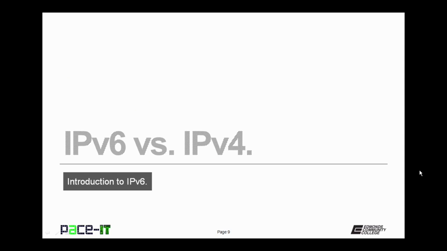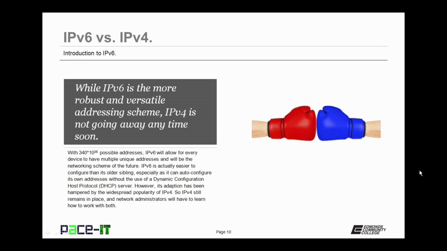Now let's move on to some differences between IPv6 and IPv4. While IPv6 is the more robust and versatile addressing scheme, IPv4 is not going anywhere soon. With its 340 undecillion possible addresses, IPv6 will allow for every device to have multiple unique addresses, and it will be the networking scheme of the future. IPv6 is actually easier to configure than its older sibling, IPv4, especially since it can auto-configure its own addresses without the use of DHCP. However, its adoption has been hampered by the widespread popularity of IPv4. IPv4 is well understood and well entrenched, so IPv4 still remains in place, and network administrators will have to learn how to work with both of them.